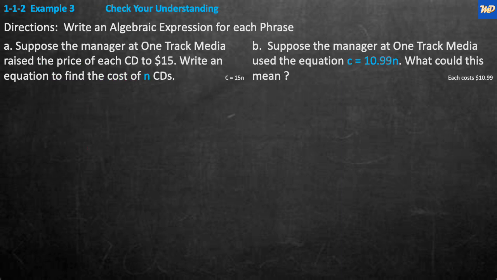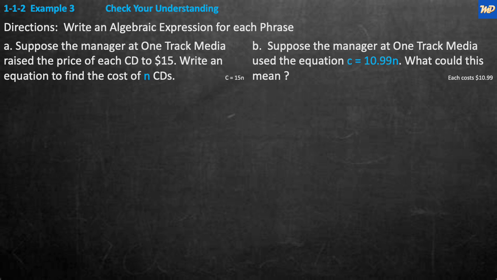Okay, example 3, check your understanding. So you're going to stop the video, hopefully, and try these on your own, and when you come back we'll do them together, but I'll read them now. A: Suppose the manager of One Track Media raised the price of each CD to $15. Write an equation to find the cost of n CDs. And B: suppose the manager of One Track Media used the equation C equals 10.99n. What could that mean? Explain that. Okay, go ahead and stop the video, and when you come back, we'll work on it together.